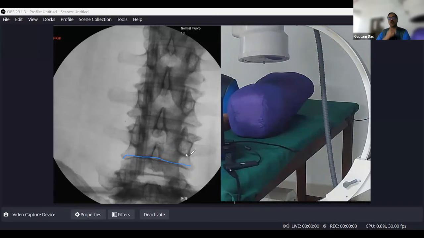This is also known as squaring. Why is it called squaring? Because this vertebral body is now looking like a square. If the CM beam is falling perpendicularly, then it is called squaring. And the next step is your ipsilateral oblique.